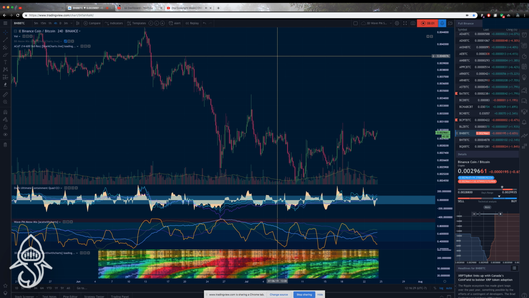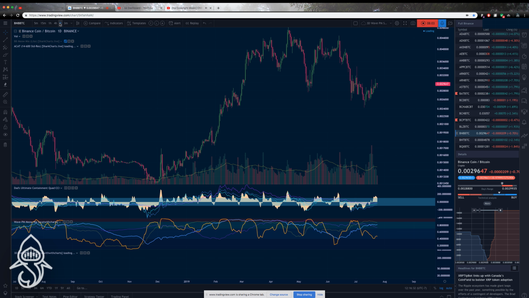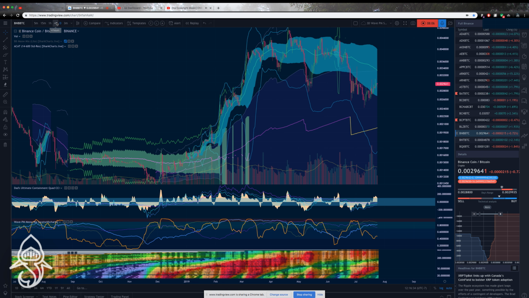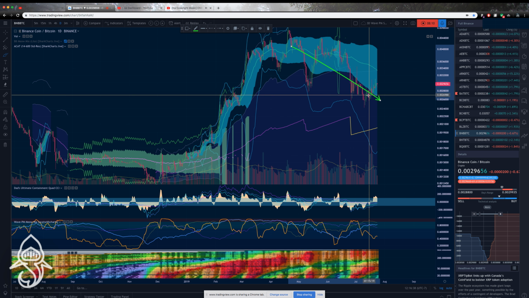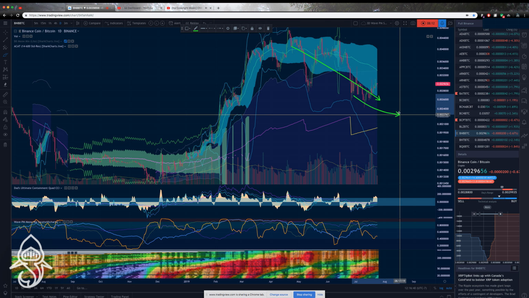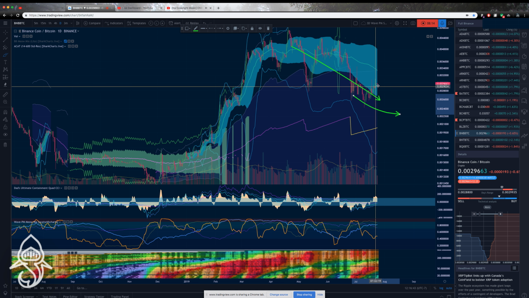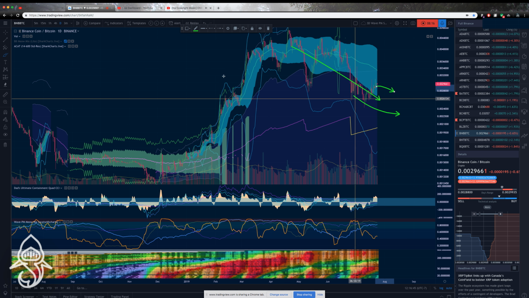BNB. I do not want to play with this. It's very active consolidation. I don't want to try catching. I could try to catch the swing low. I'm okay with that. But we're already so close to the previous swing highs, it's not worth it.